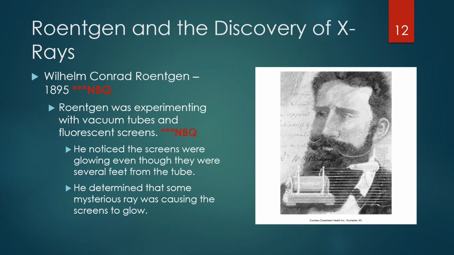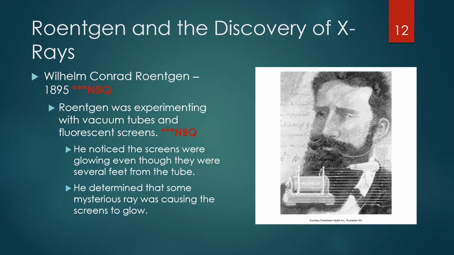And he noticed that when he turned the vacuum tube on, the screen that was several feet away was glowing. And when he turned it off, it would stop glowing. And then when he turned it back on, it would start glowing again. And he determined that there was some type of mysterious ray that was causing the screen to glow. And so what do we do when we have something we don't know? We label it X, right?